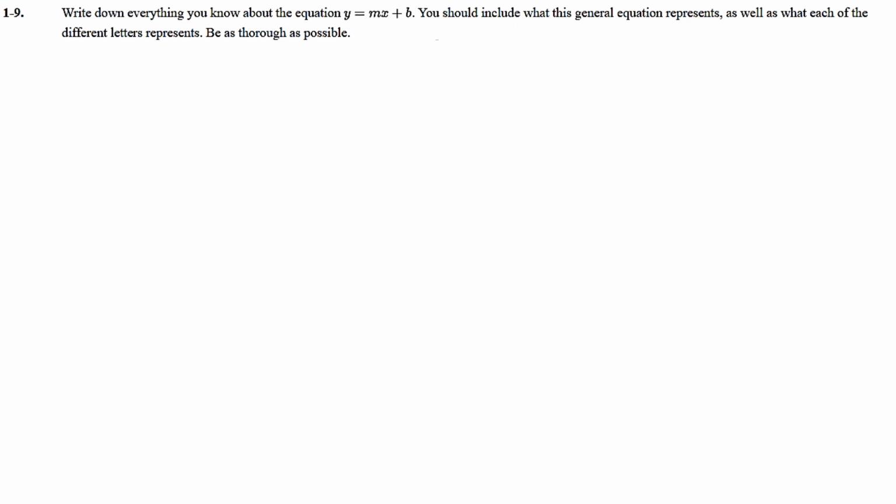Okay, 1-9. Write down everything we know about the equation y equals mx plus b. We just talked about it when we graphed those 3 graphs in problem 1-7. You should include what this general equation represents, as well as what each of the different letters represents. So y equals mx plus b, that is the slope-intercept form of a linear function.